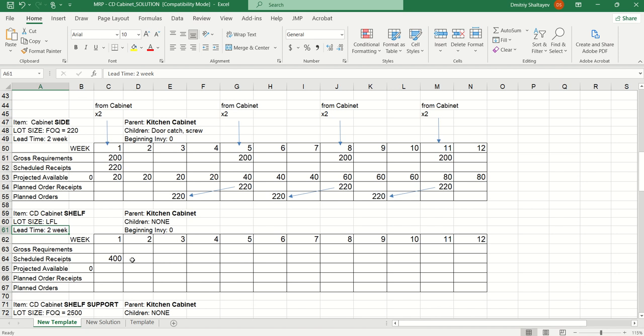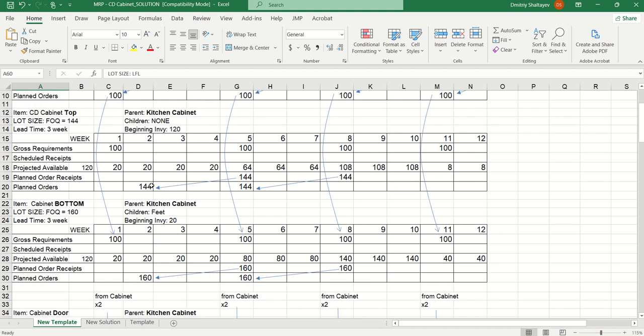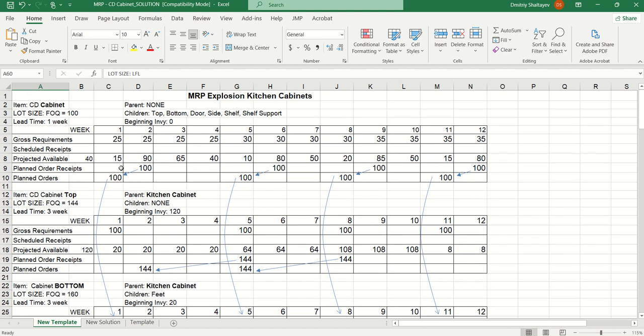Where do the gross requirements come from? Again, they come from the parent unit, which is the kitchen cabinet. I'm going to erase the CD. Okay, this is not about CD. This is about storing your kitchen things. Plates, ladles, forks, knives, and all that kind of stuff, right? Okay, cool. So I have to look at the parent, which is the CD cabinet right here.